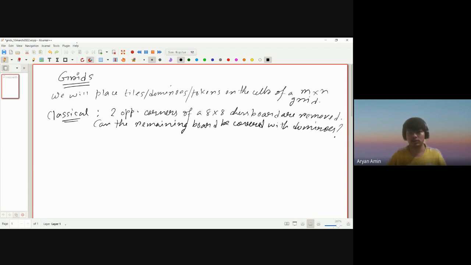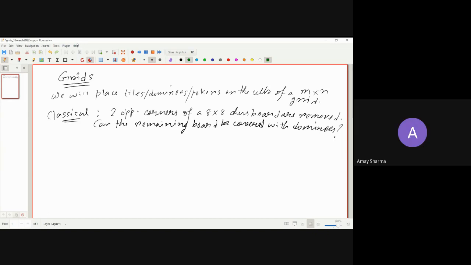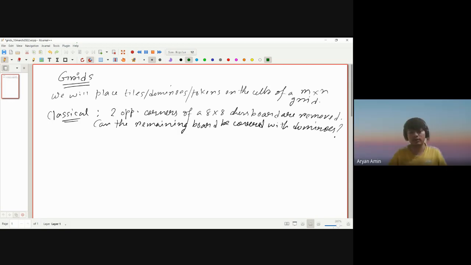Yes, our dominoes each cover exactly one black and one white square, and the corners will have the same colors, right? Okay, yeah. So that's basically how the solution works. I'll just tell you what he said.